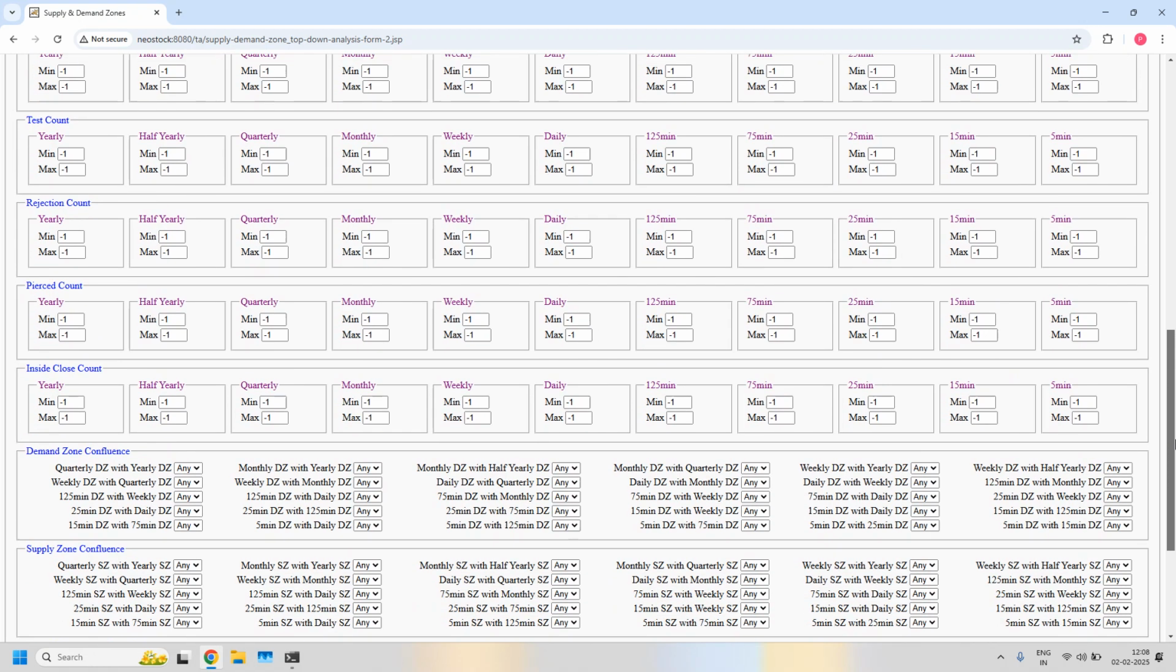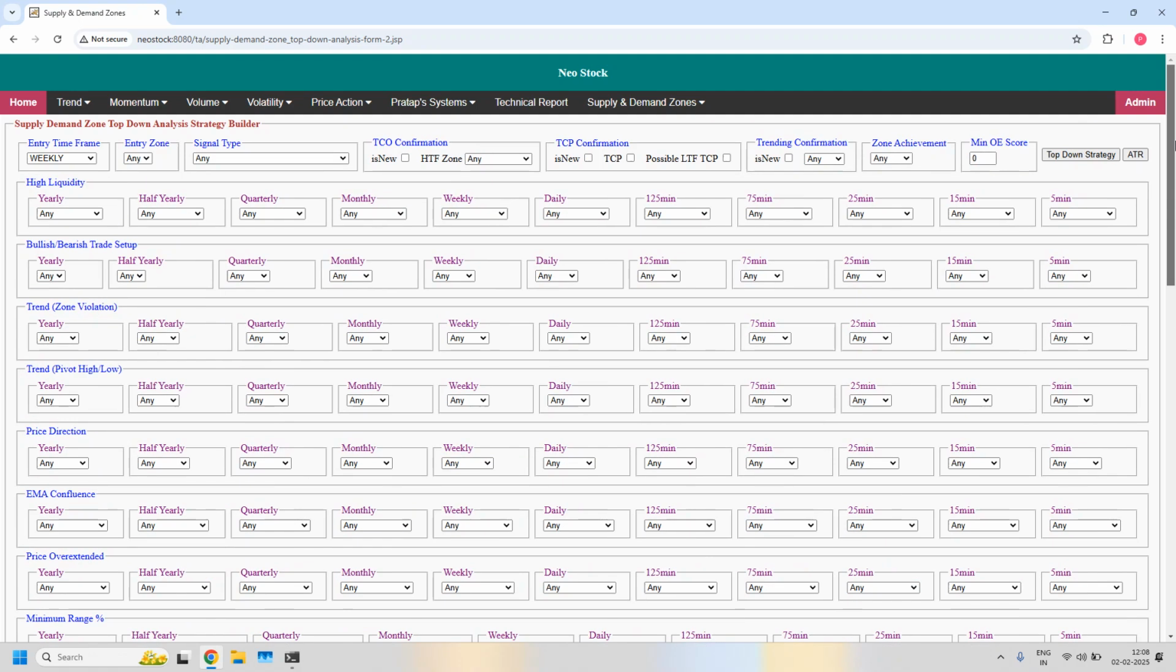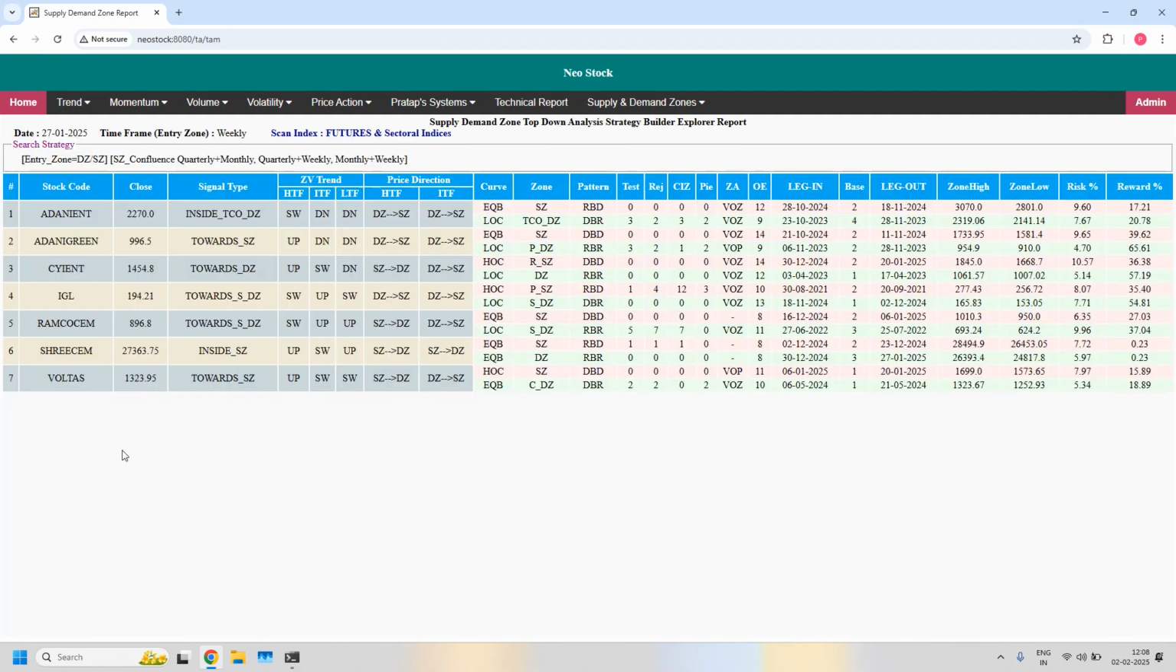Let us assume weekly is LTF. So I am setting the filter in the supply zone confluence. First filter is weekly supply zone with monthly supply zone confluence. Next, weekly supply zone with quarterly supply zone confluence, and monthly supply zone with quarterly supply zone confluence. With all the 3 filters, we got 7 stocks. In these 7 stocks, these weekly supply zones are part of the monthly supply zone. Again, both together part of the quarterly supply zone.